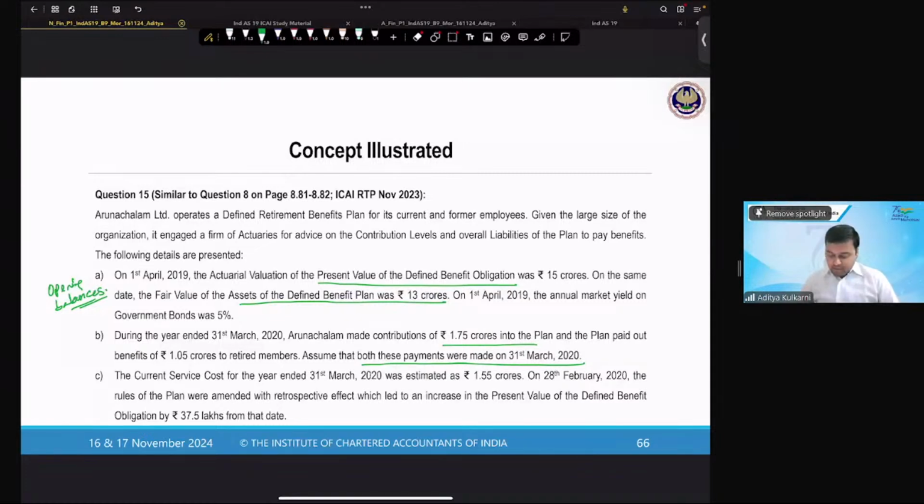The current service cost for the year was estimated as 1.55 crores. On 28th February 2020, the rules of the plan were amended with retrospective effect, which led to an increase in the present value of the defined benefit obligation by 37.5 lakhs from that date. So what is this? Plan amendment, giving rise to past service cost. Are we able to understand?